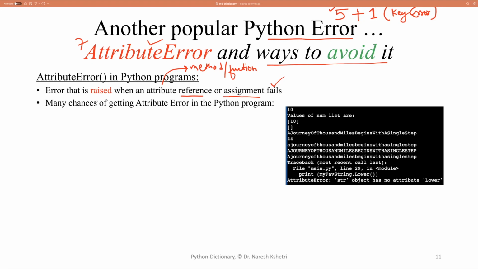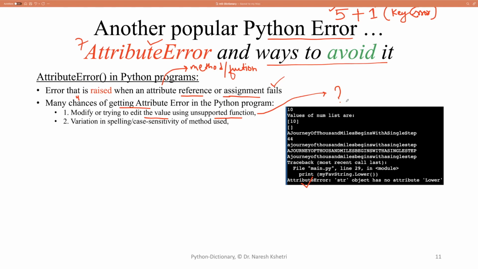So there are many chances of getting an attribute error in a Python program. Not one cause. I have listed at least four chances that raise an attribute error. The first one is when we are trying to modify or edit a value using an unsupported function. We will see what exactly that is with an example of an unsupported function. And the second one is the variation in spelling.